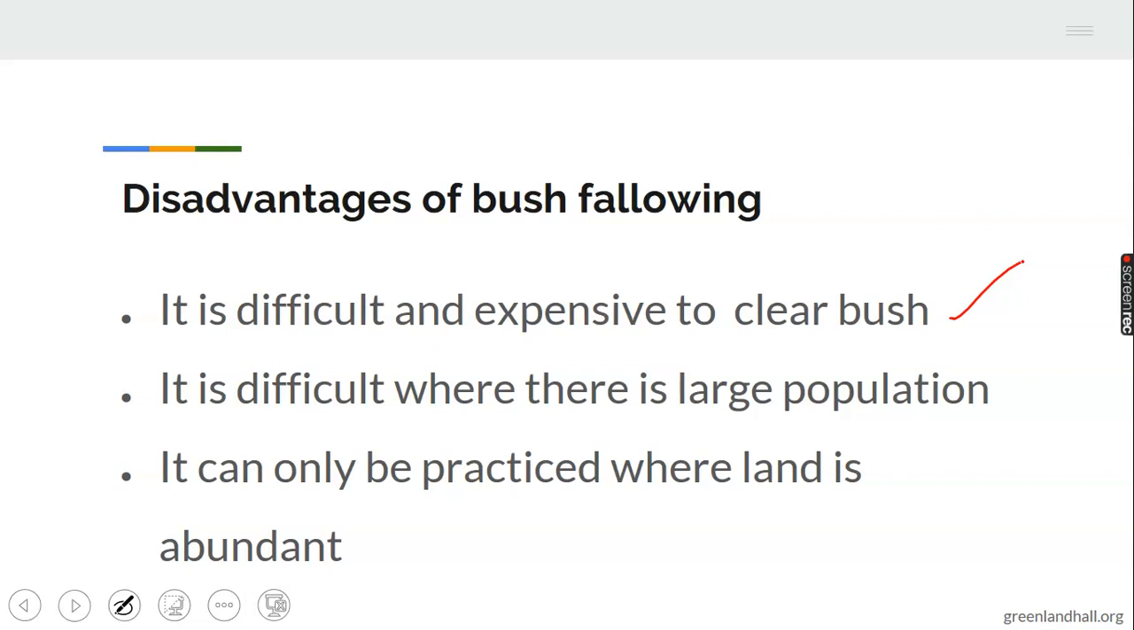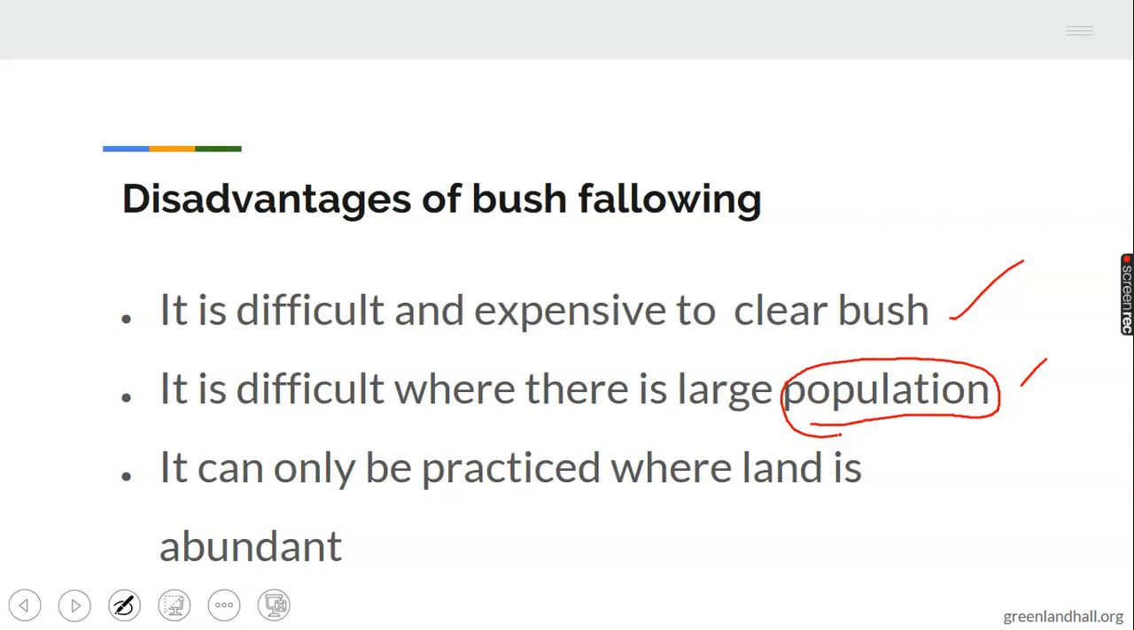For the farmer to clear up the bush again will be a difficult task. Then, it is difficult and expensive to clear the bush. Two, it is difficult where there is a large population.